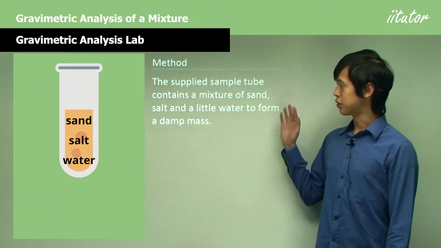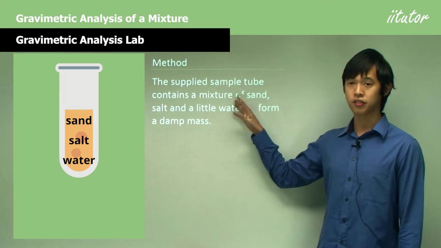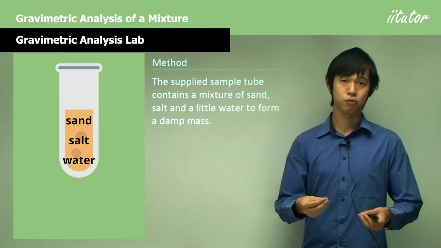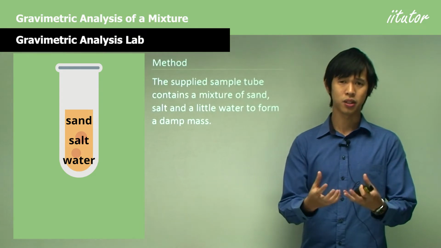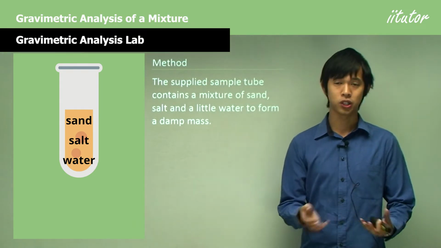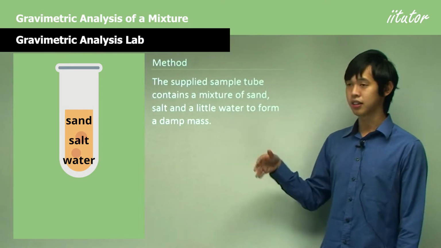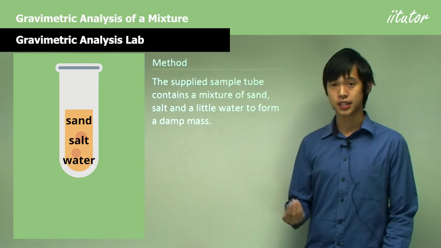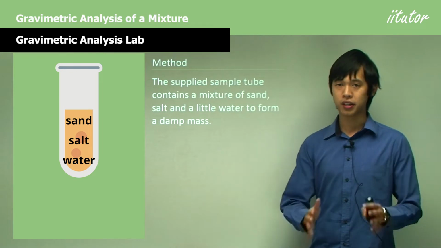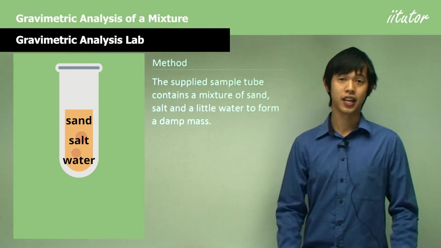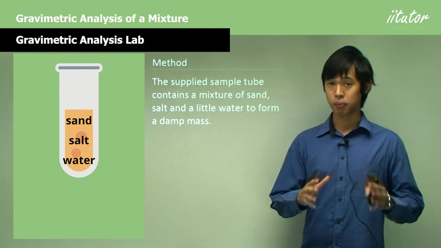The supplied sample tube, which we'll get, contains a mixture of sand, salt, and some water. So typical of what you would see at a beach. There's some dry sand. It'll have salt in it because the seawater would have washed onto it. And there might still be a little bit of water on there. So it'll be sand, salt, and maybe a little bit of water because it's a bit damp. And then we're going to separate them by using the chemical properties of each particular part. And then we can understand how much of each particular component we'll have.